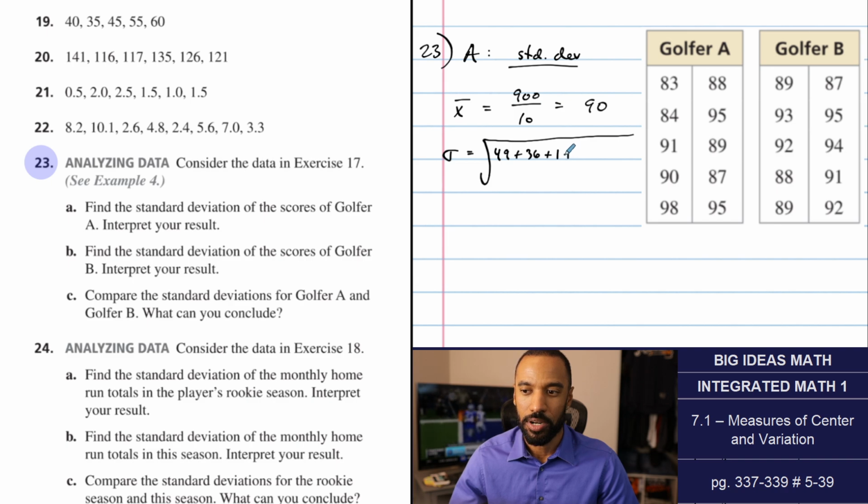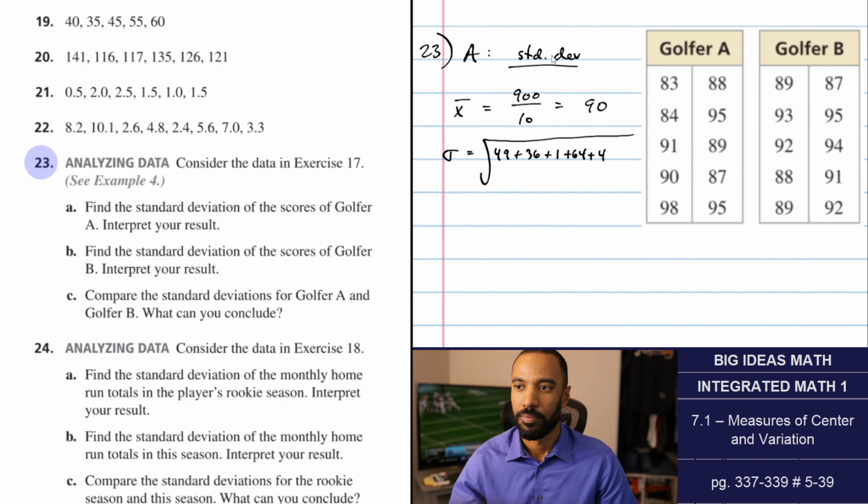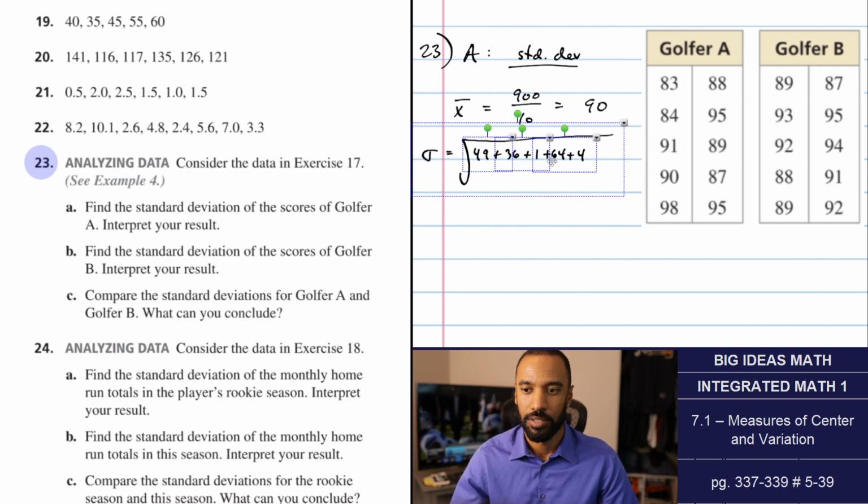98 minus 90 squared is 64. 88 minus 90 squared is 4, because it's negative 2 squared. Remember, all of them turn positive. 95 minus 90 squared is 25. 89 minus 90 squared is 1. 87 minus 90 squared is 9. 95 minus 90 squared is 25.